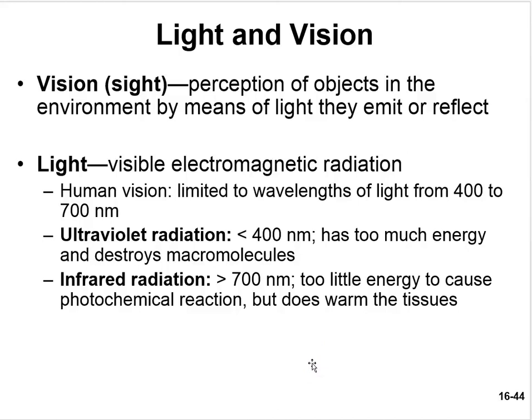Below 400 nanometers is the ultraviolet radiation. This has too much energy and destroys macromolecules, as seen in tanning beds, where exposure can destroy DNA and cause cancer. Infrared radiation is said to be above 700 nanometers. Here there's too little energy to cause a photochemical reaction in the receptors in our eyes, but we do know it's there. We can feel it warm our tissues.